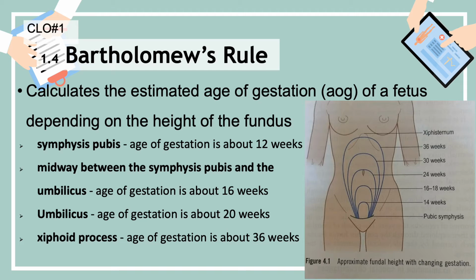Next is Bartholomew's rule. This calculates the estimated age of gestation of a fetus depending on the height of the fundus. So here, instead of measuring with quantitative methods, we will be using landmarks. For example, if it's on the symphysis pubis, the age of gestation is about 12 weeks. For the midway between the symphysis pubis and the umbilicus, this is about 16 weeks. For the umbilicus, this is about 20 weeks. And for the xiphoid process, the age of gestation is about 36 weeks.